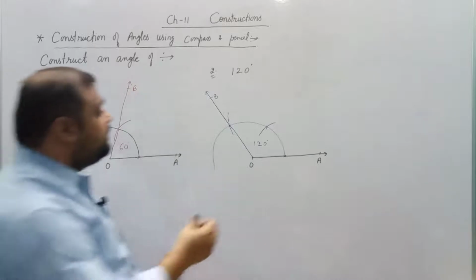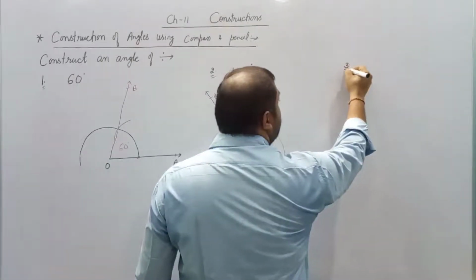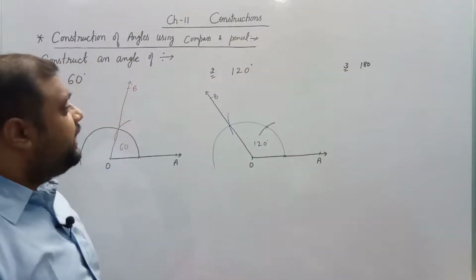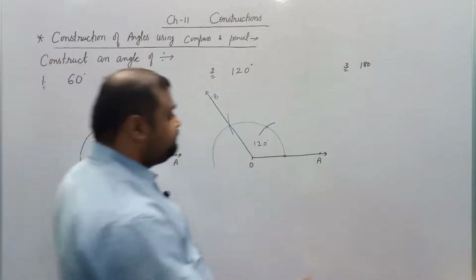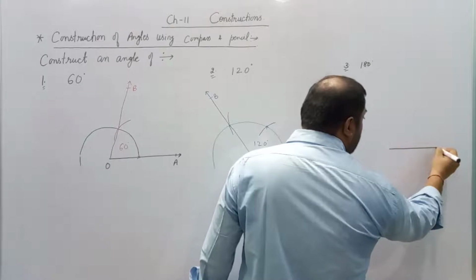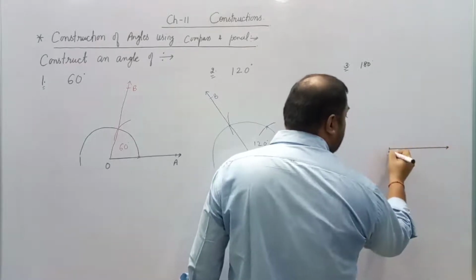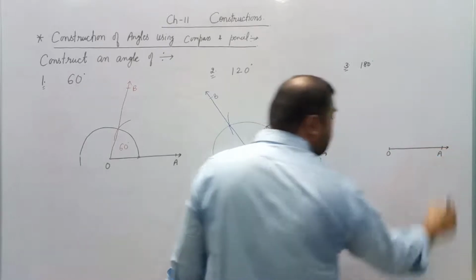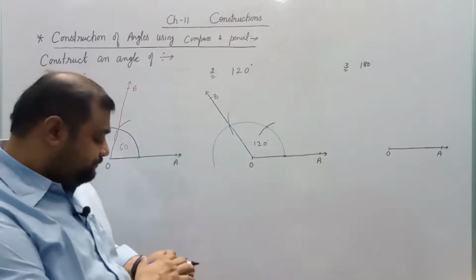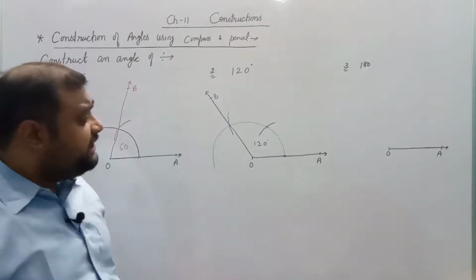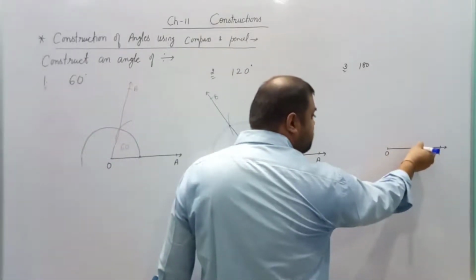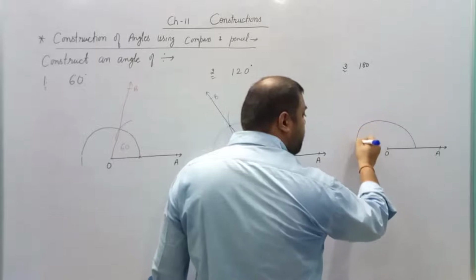Next is third, 180 degrees. Construct an angle of 180 degrees. Draw a ray OA of any length. Taking O as center and with any radius, draw a semicircle.